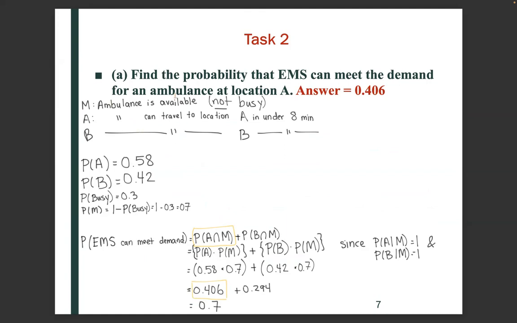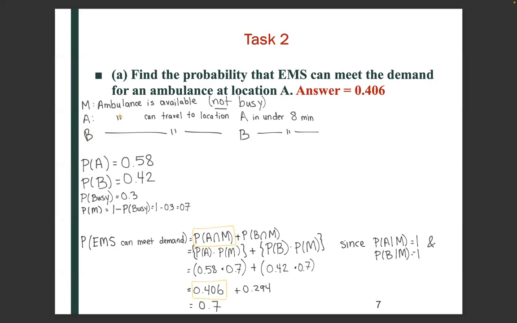Okay, so my first step is just writing the information that I'm given. So here I'm going to define event M as that the ambulance is available, or in other words, not busy. Event A as that the ambulance can travel to location A in under 8 minutes. And event B is going to be that the ambulance can travel to location B in 8 minutes.